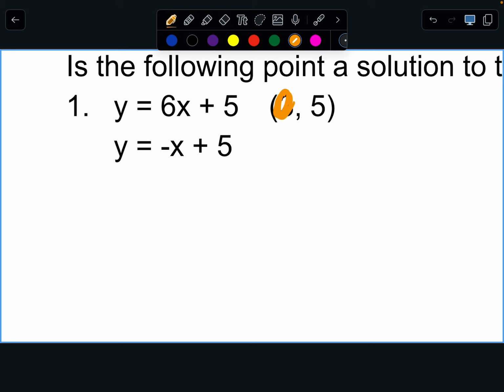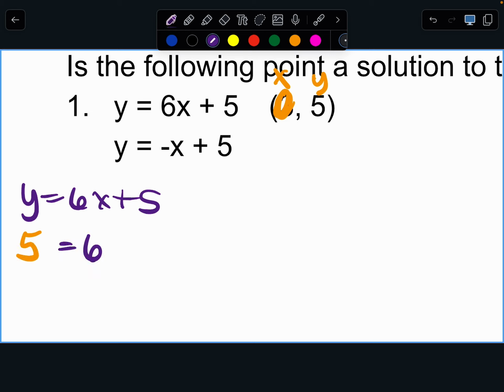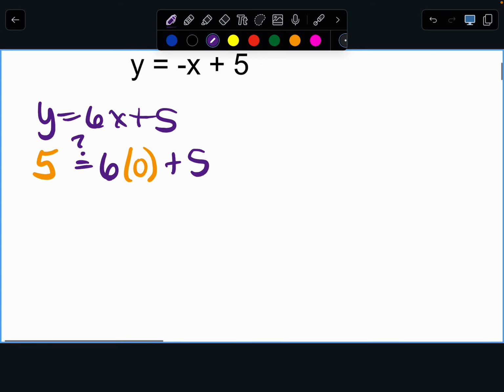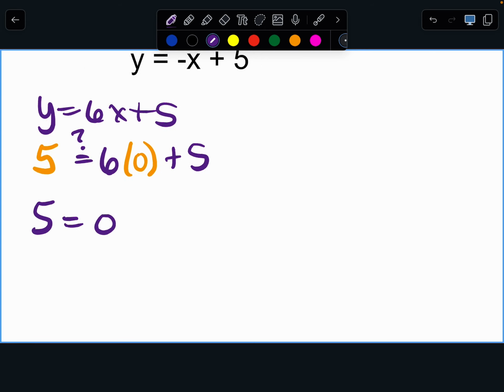Yeah. So if I plug in x and y, I'm going to replace on the first equation, y equals 6x plus 5. I'm going to replace my y value with 5 and my x value with 0, and I want to see if it actually works. So I get 5 equals 0 plus 5. 5 does equal 5. So yay, hooray, that one works.